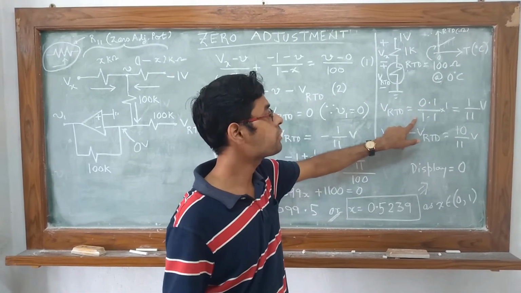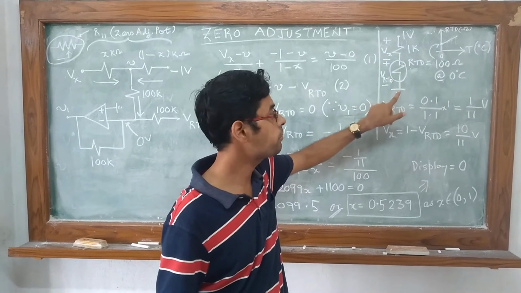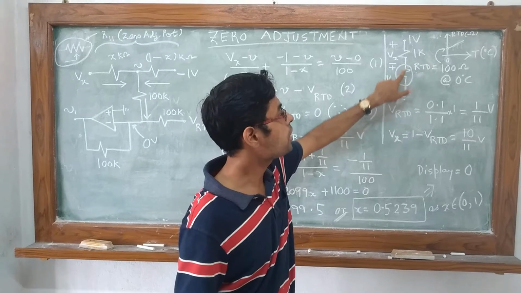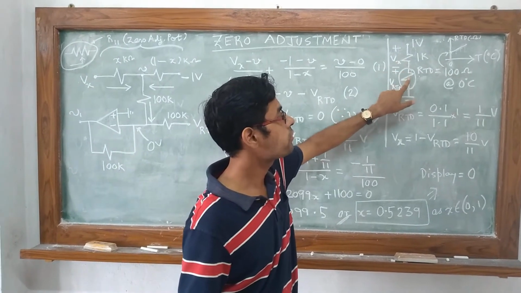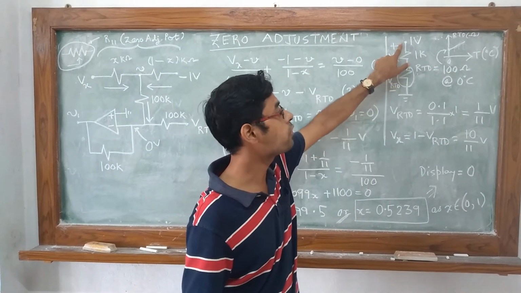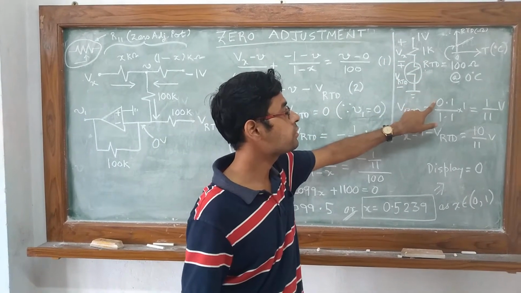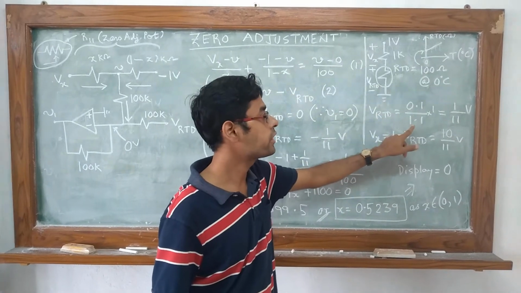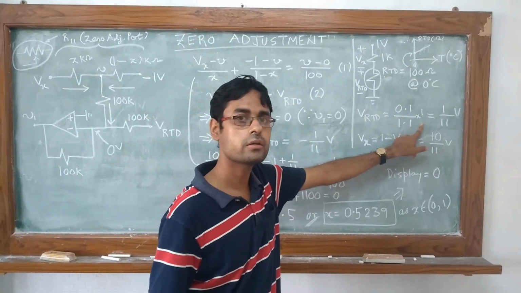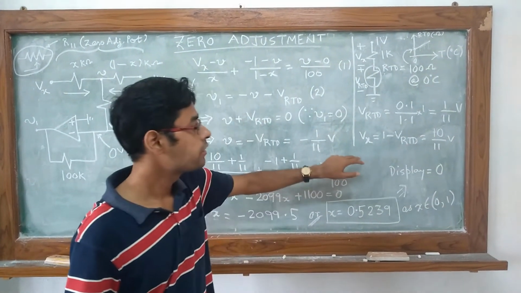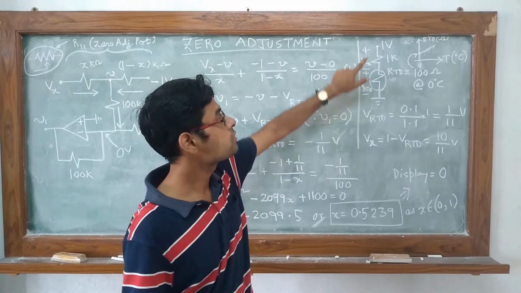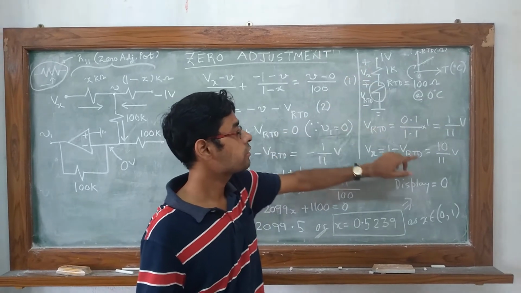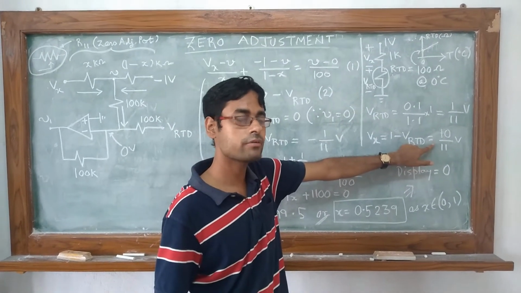And we can easily frame them using the voltage divider concept, and we can write VRTD as resistance of the RTD divided by 1 plus resistance of the RTD multiplied by 1 volt, which turns out to be 0.1 kilo ohm, because RTD is 100 ohms, divided by 1.1 multiplied by 1, this leads to 1 by 11. You can frame Vx as 1 minus the voltage drop across the RTD, and this equals 10 by 11 volts.